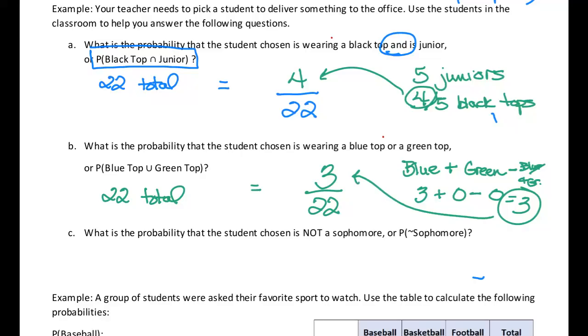That is the word or. Or looks like the U. Okay? So this is and, which looks like the small n, and or looks like the U.